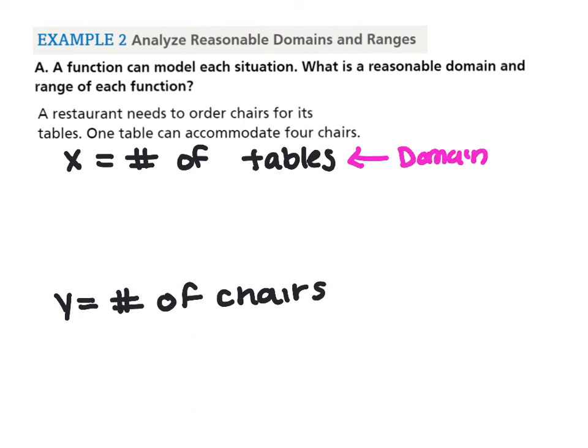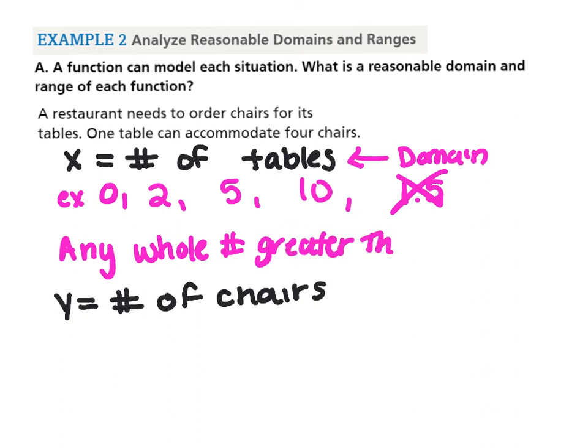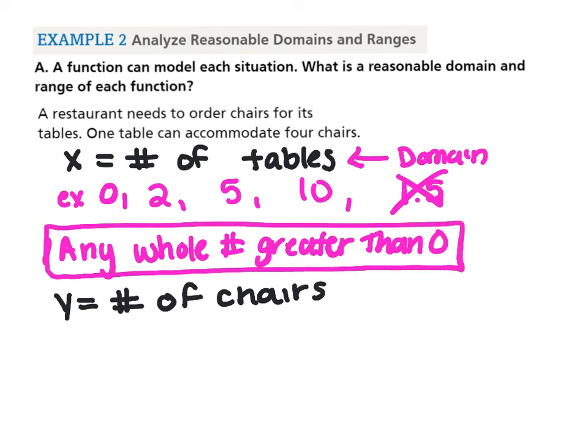Now, if I want to identify my domain, which is my x values, I could start at 0, and then it could be any whole number after that. I could have 2 tables, I could have 5, I could have 10, but what I can't have is 1.5. So because of the fact that it's any number that's 0 or greater, this means that our domain is any whole number greater than or equal to 0. Because it has to be bigger than 0 and it can't be a decimal, making it a whole number.